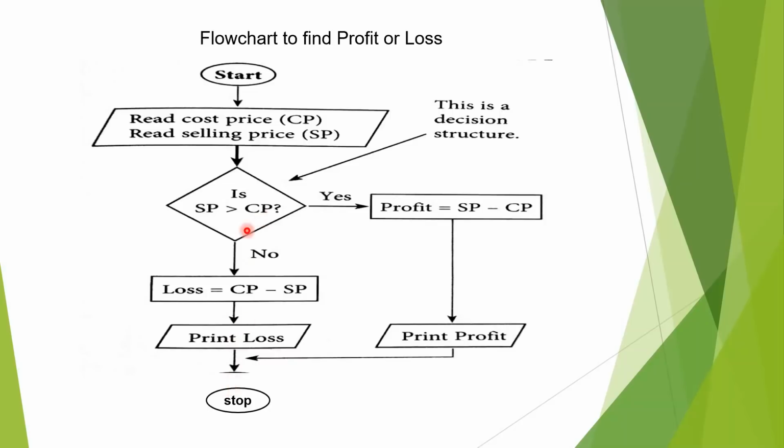Clear, children? If selling price is greater than cost price, if it is yes, it should do the formula like this, and then it should print the profit. If it is not greater, it should calculate the loss like this, and then it should print the loss in a parallelogram shape, and then that arrow gets connected to stop. Clear? This is a flowchart question to find profit or loss. Let's move to the next slide.